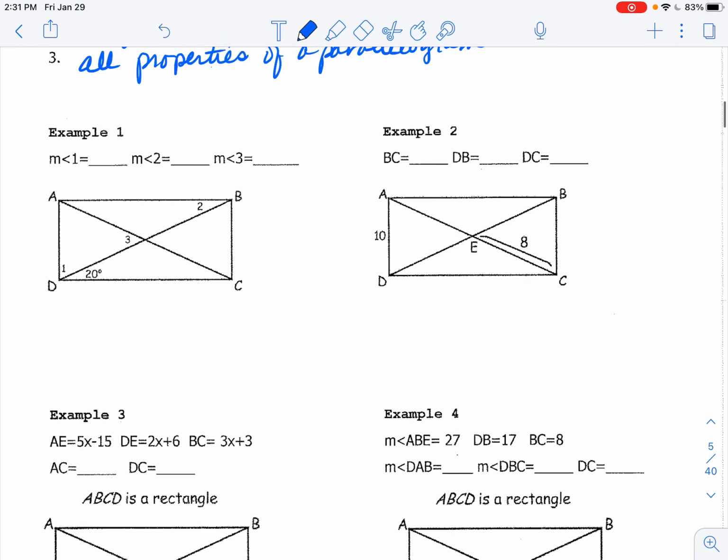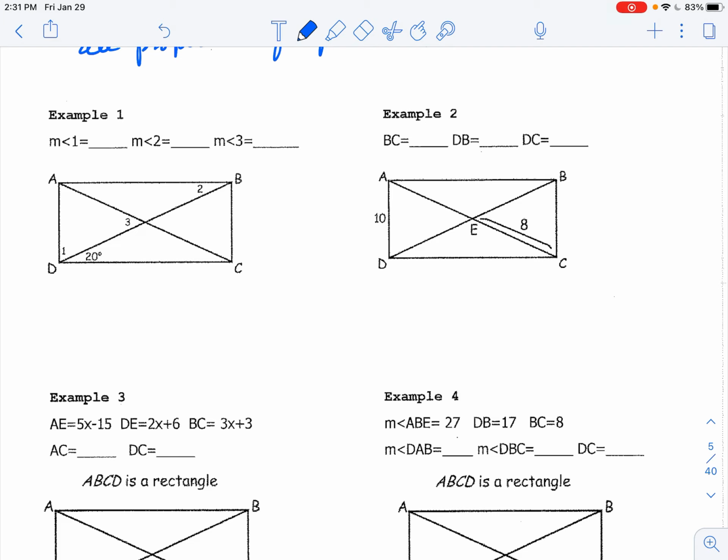Let's take a look at a few examples. Example 1, it says find the measure of angle 1. All right, so the measure of angle 1 is right here. We know that this is a rectangle, and so this is going to be a right angle, which is a 90 degree. That means that angle 1 measures 70, because 70 and 20 add up to 90.